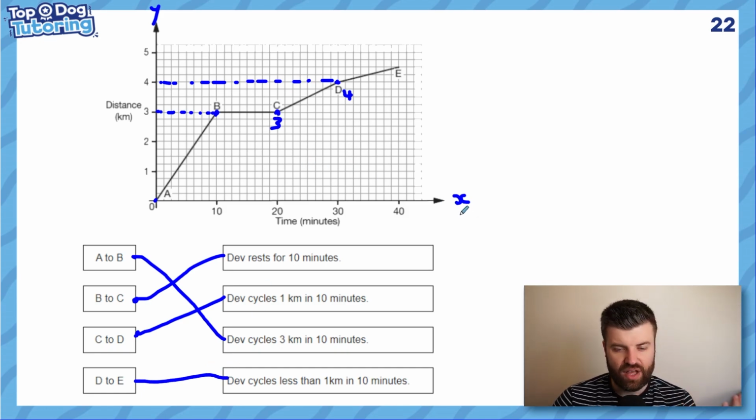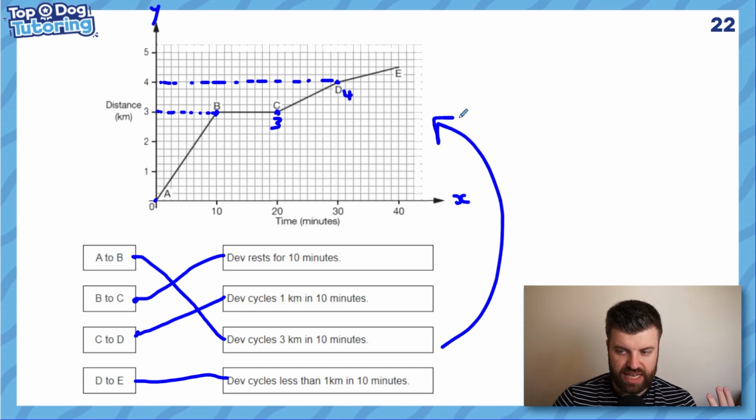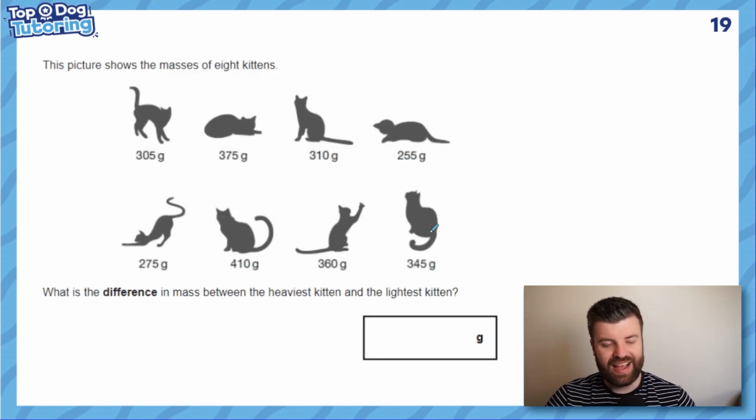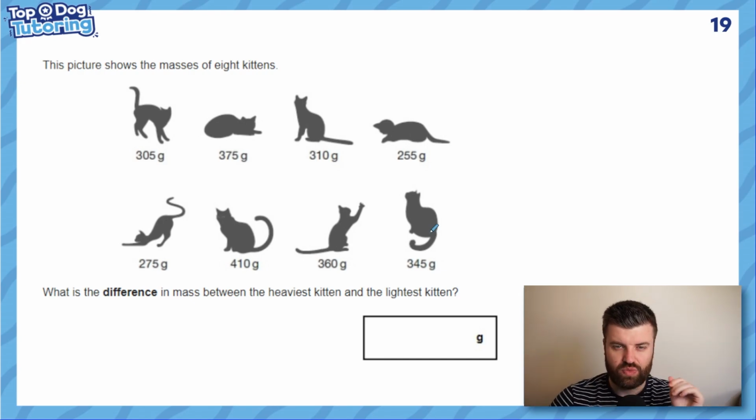Very common again in line graphs. This is pure interpretation. This is what we call interpreting a line graph. We need to know what's going on in each section and matching it to a description that tells us exactly what is happening. Next one. Oh, we're going back to that difference. Why? Because it's so common. Have a go, see what you can do.